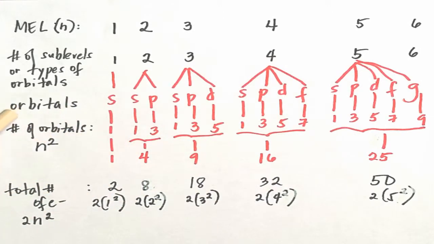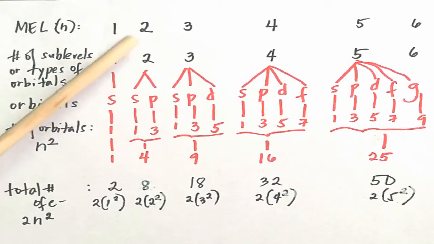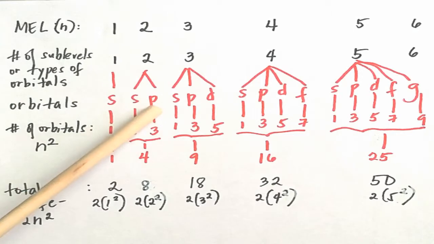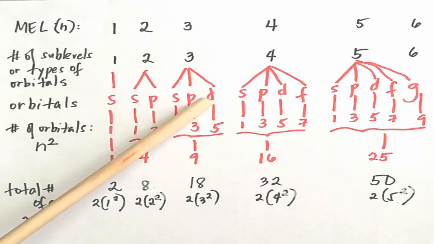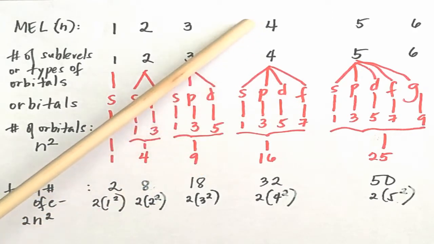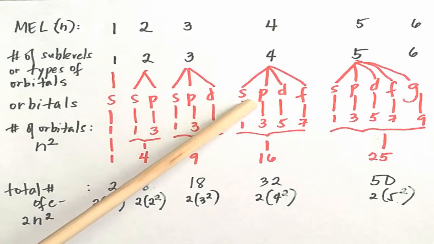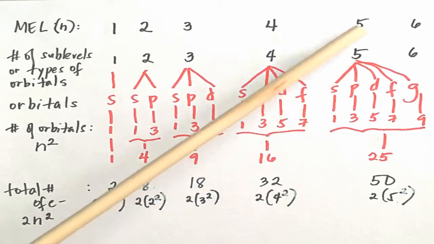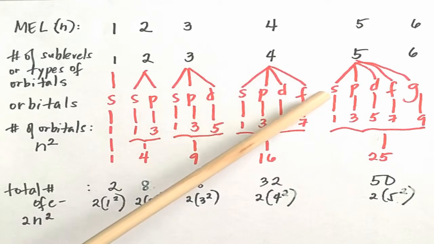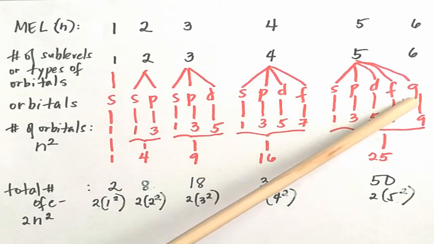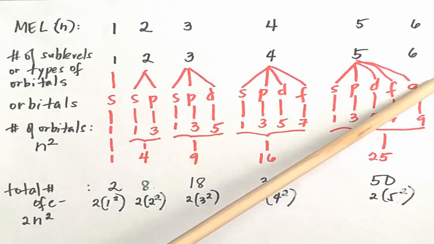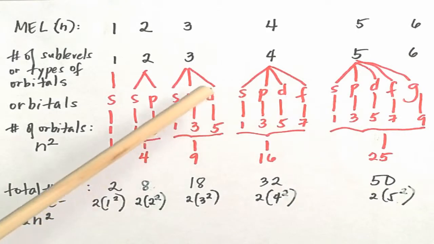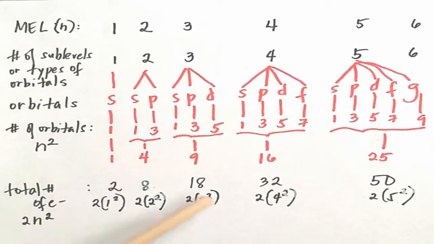Now, in terms of orbitals, the first main energy level has the s, the second main energy level has the s and the p, the third has s, p, and d, the fourth has s, p, d, and f, and the fifth has s, p, d, f, and g. We will stop here. We will not need the 6th and 7th main energy levels with the present elements that we will be working with.